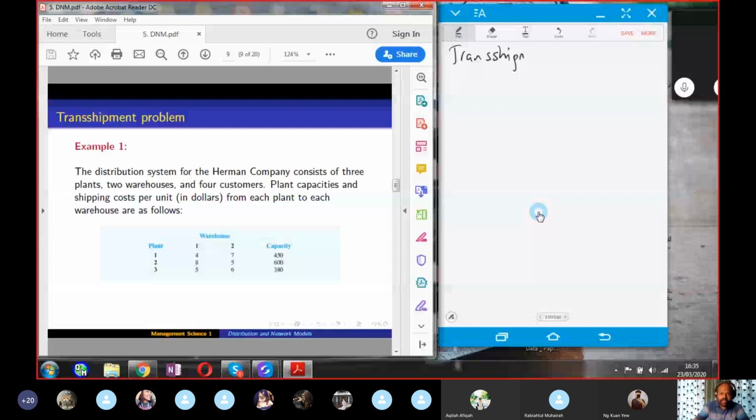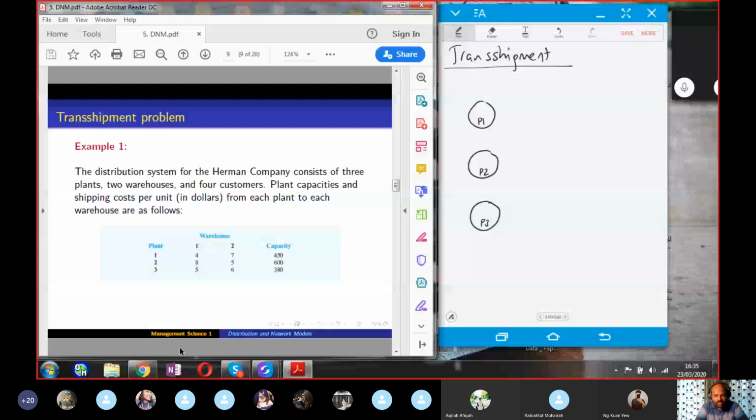Transshipment. Look at example 1. In this example, if you read, you do have a plant. You have a supplier. You will have 3 suppliers. You can see here plant 1, plant 2, plant 3. So I write here plant 1, plant 2, plant 3. Supply. These are the 3 plants supplying product. But does this product go straight to the customer? No. The answer is no.